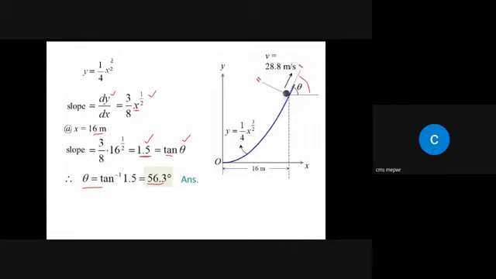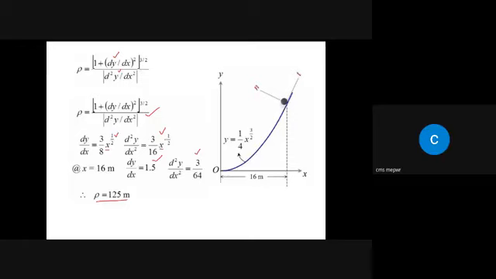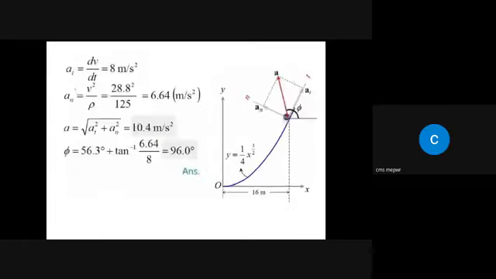Now we need one more thing: the angle which acceleration makes, and the magnitude. As we have dy by dx, we need d square y by dx square. So this is dy by dx, this equation, and this is the second derivative. Put x equal to 16. Once you do so, dy by dx becomes 1.5, and d square y by dx square becomes 3 by 64. When you put it over here, you get rho equal to 125. In this equation we already have v, which is 28.8. Take its square and divide by rho, so you get this one. Now we have this component and this component, right? Put it in this equation, you get the magnitude of acceleration, right?